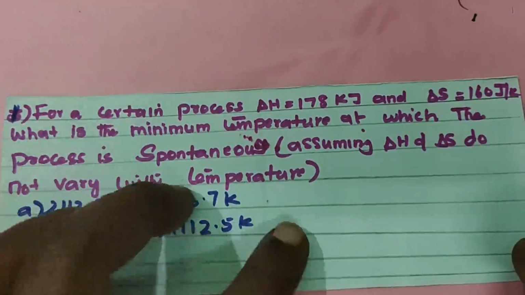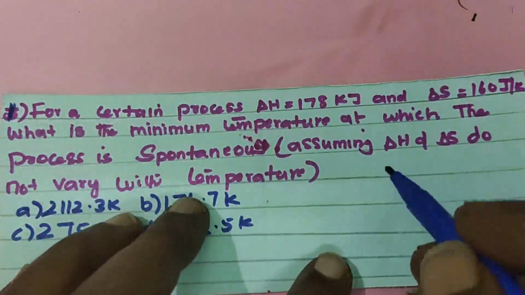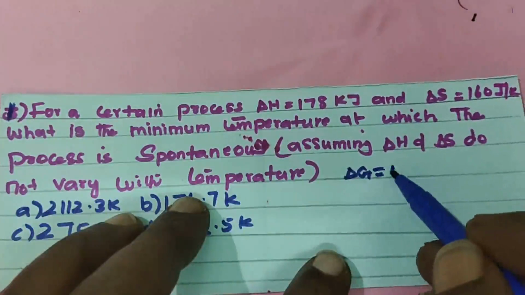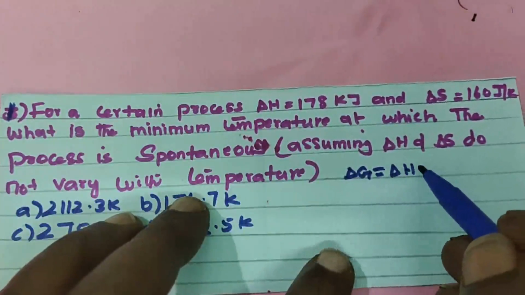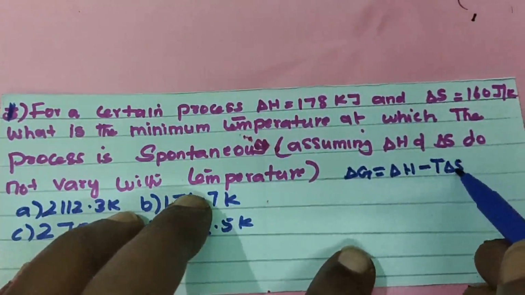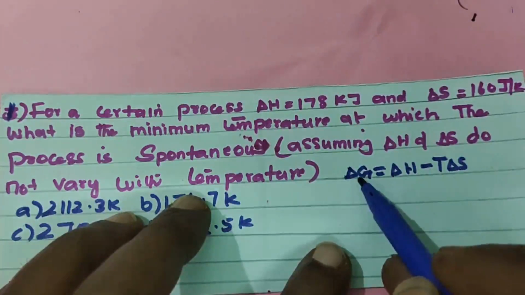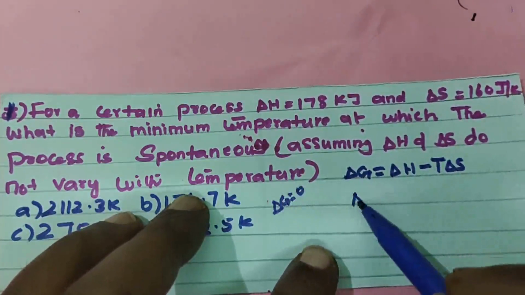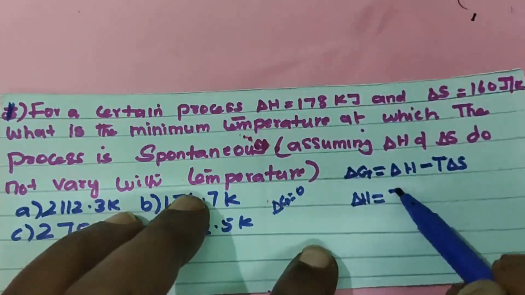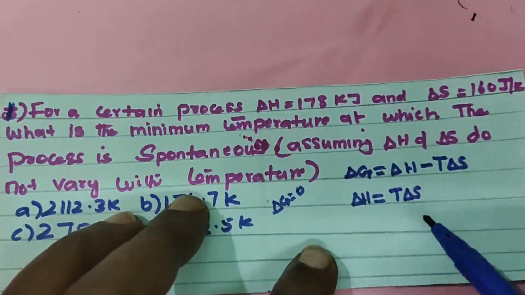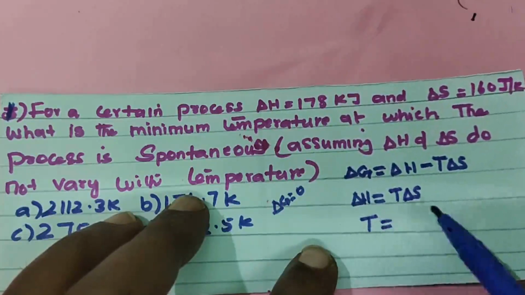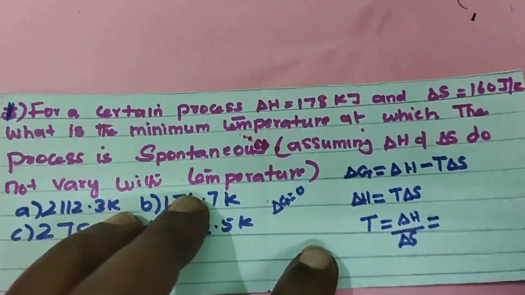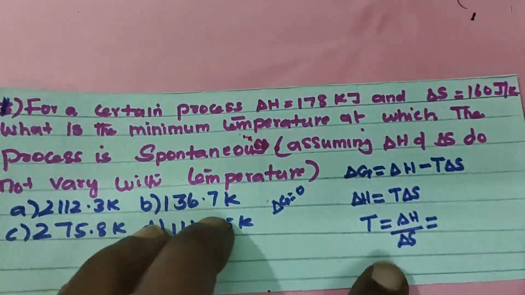The process is spontaneous. So delta H and delta S are related by the equation delta G is equal to delta H minus T into delta S. The condition is spontaneous, delta G is equal to 0. So delta H is equal to T into delta S. To find the value of T, T is equal to delta H by delta S. Delta H is equal to 178 kilojoule.